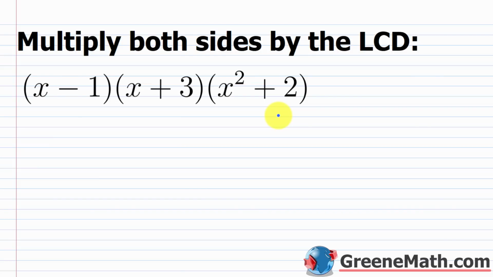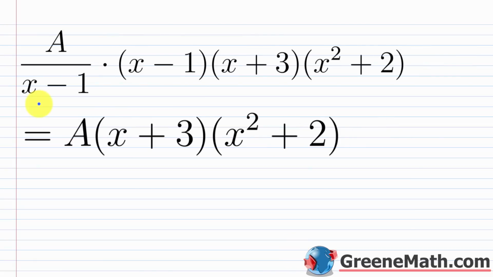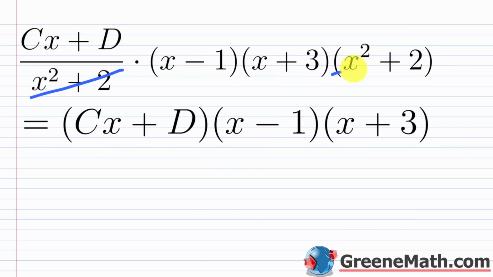Now, I cannot fit this on the screen, so I have to break this up and do it in pieces, and then I'll reassemble it in the end. For this guy, this is going to cancel with this, and you're going to have that numerator, so negative 3x cubed minus 14x squared plus 8x minus 63. And then for this guy, the x minus 1 is going to cancel with the x minus 1. So you have a times the quantity x plus 3 times the quantity x squared plus 2. Then for this one, the x plus 3 is going to cancel with the x plus 3. So you have b times the quantity x minus 1 times the quantity x squared plus 2. Then lastly, the x squared plus 2 is going to cancel with the x squared plus 2. And so you're going to have the quantity cx plus d times the quantity x minus 1 times the quantity x plus 3.